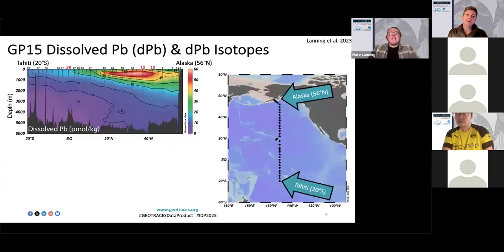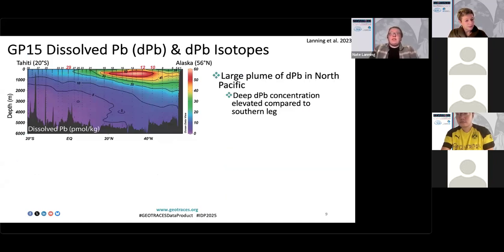We have our dissolved lead section plot shown up here on the top left, where I have depth on my y-axis and latitude on my x-axis. Alaska is positioned on the right side of our figure, with Tahiti positioned on the left side. Warmer colors represent higher concentrations, cooler colors represent lower concentrations. The first thing we noticed from our dissolved lead section of GP15 was that we had a large plume of dissolved lead in the North Pacific. And even at depth below that large plume, you can see in the North Pacific, dissolved lead concentrations are elevated compared to the southern leg in the South Pacific. You can see there is a bit of difference in concentration space.